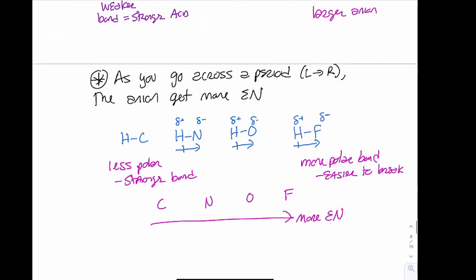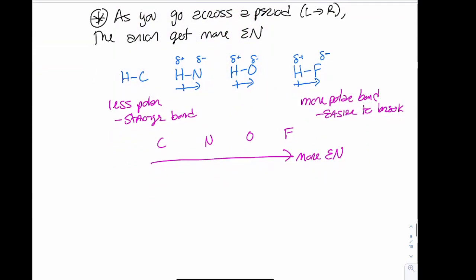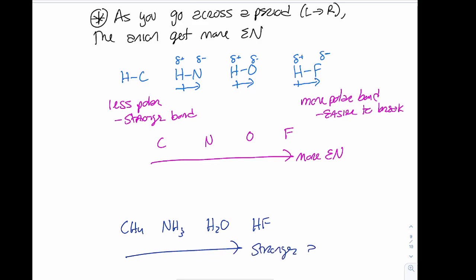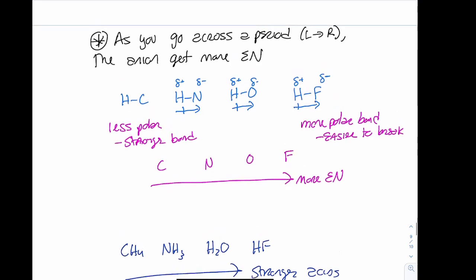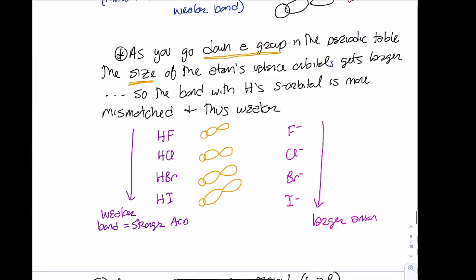So again, kind of examples here, I'd be comparing CH4 to ammonia, to water, to HF, stronger acids. Because the bond between the hydrogen and what it's being ionized from, right? Remember, we're ionizing these, we're losing that proton. If it's a weaker bond, it's going to be easier to lose it. So kind of going back up here, just be really careful for these.